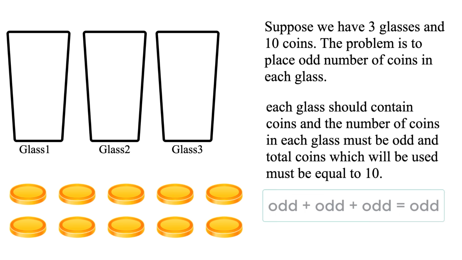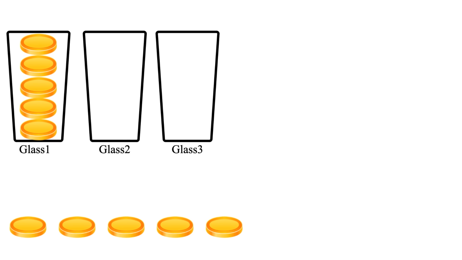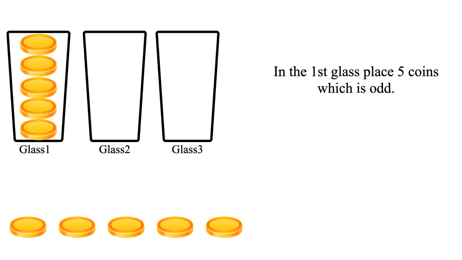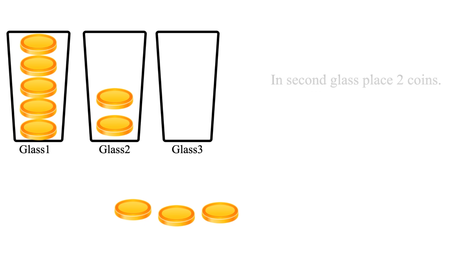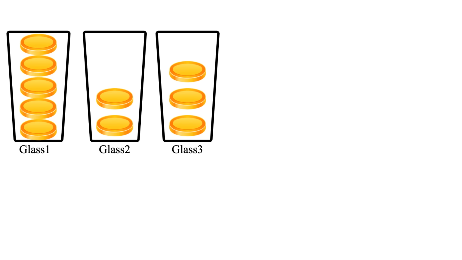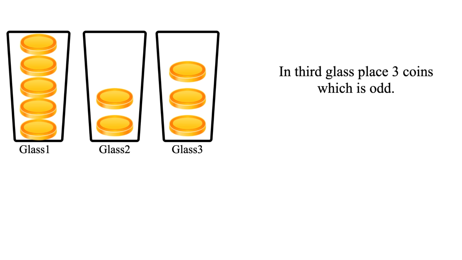Let's solve now logically. So in the first step, in the first glass, place 5 coins which is odd. After that, in the second step, in the second glass, place 2 coins. And in the third step, in the third glass, place 3 coins which is odd. Here the first glass contains 5 coins which is odd, the second glass contains 2 coins which is even, and the third glass contains 3 coins which is odd.